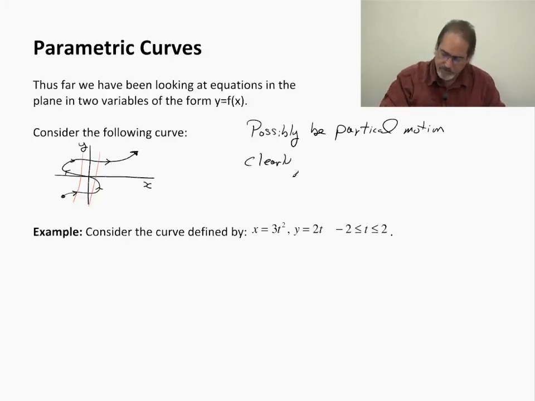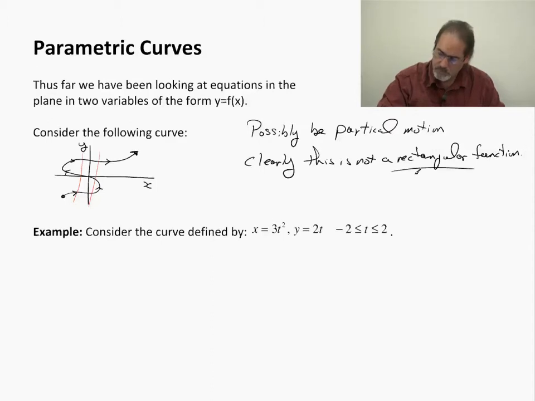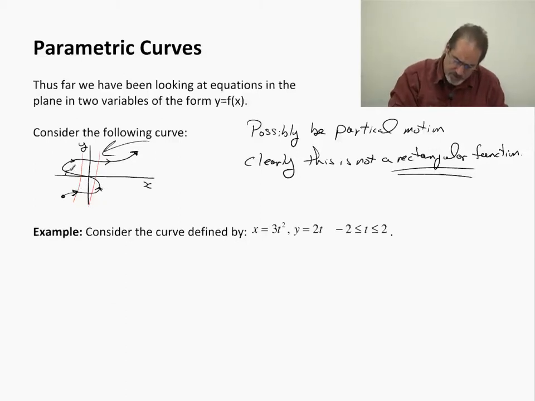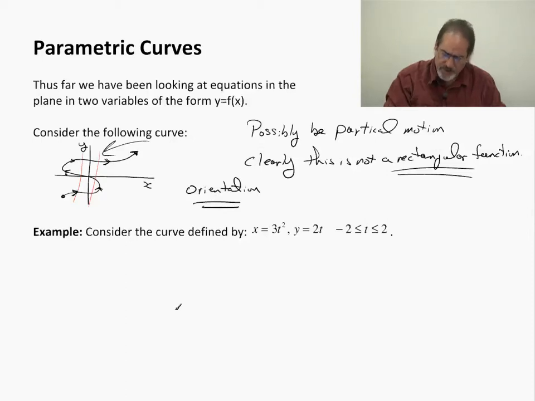Clearly, this is not a rectangular function, which I alluded to by the failing the vertical line test miserably. So how do we represent this thing? Also, one more thing I want you to note is notice how I did put these arrows on here, indicating the direction. This is called the orientation. And the orientation, in other words, the direction this curve is being drawn, is actually extremely important.